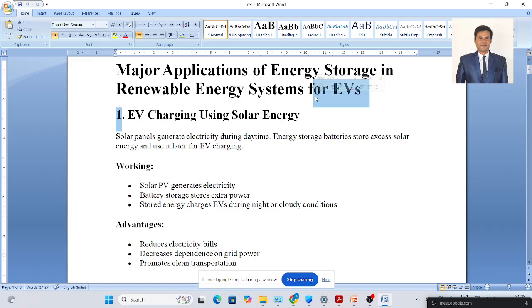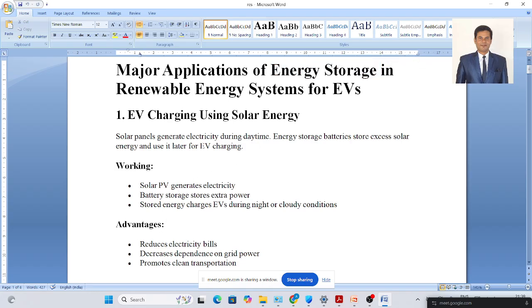Nowadays people are using EV vehicles, right, and to charge their vehicles they are using solar PV modules, right? Solar panels generate the energy during the daytime, and the energy will be stored in the batteries, right, to store the excess energy that can be used for EV charging also. So from the solar panel we generate the electricity, and it will be stored in the batteries, and the excess power can be used for charging during the night time and during cloudy conditions, right? So this is one of the applications for energy storage.